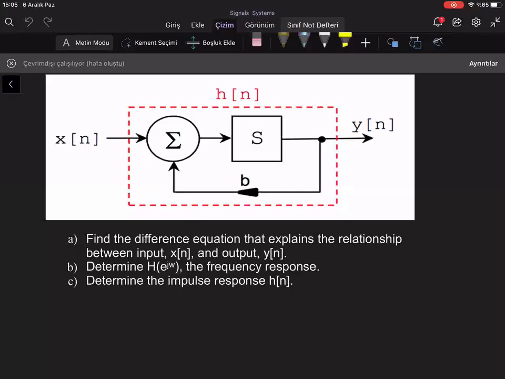Arkadaşlar, in this video, I will solve several discrete time Fourier transform examples, and I want you to exercise on these kinds of problems to learn more about discrete time Fourier transform.